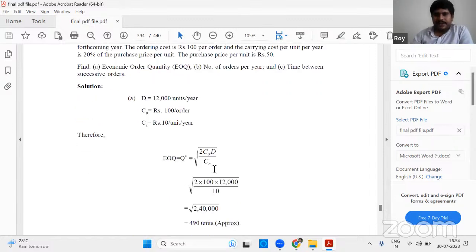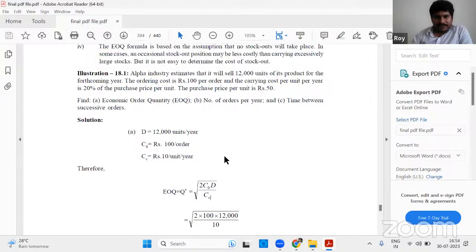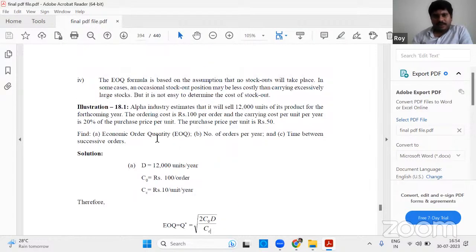Here it is. See this, this is the formula for EOQ: Q equals the square root of 2 into C into D by C. See, this is an easy and important sum. What is EOQ? Number of orders per year. Let us say 1200 units of production for the forthcoming year. That is denoted by D. And 100 is the ordering cost, denoted by CO.